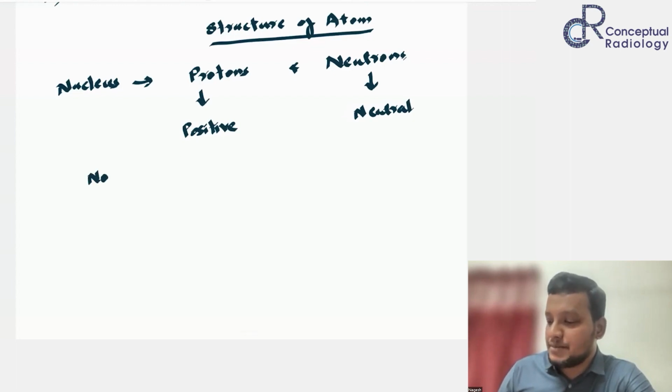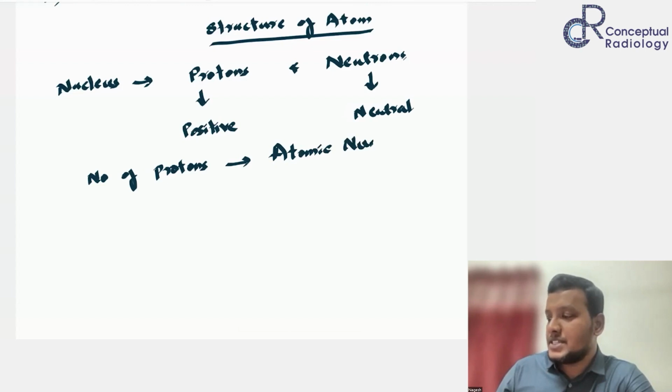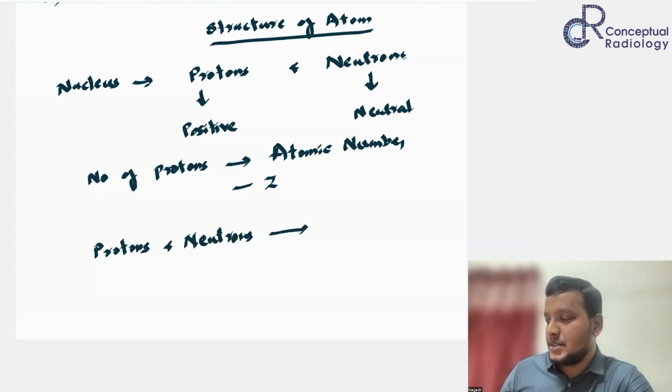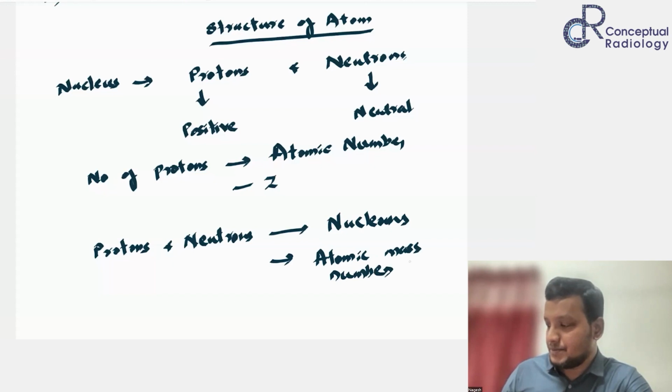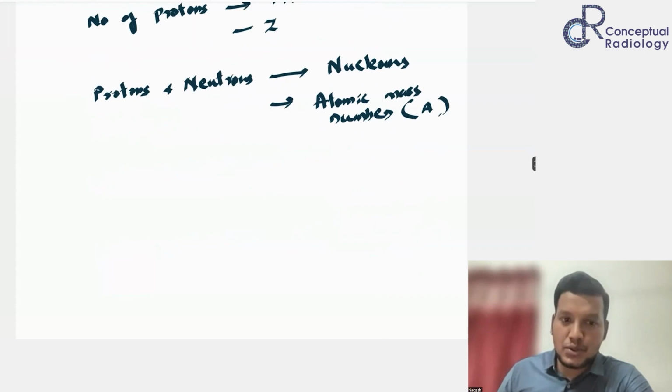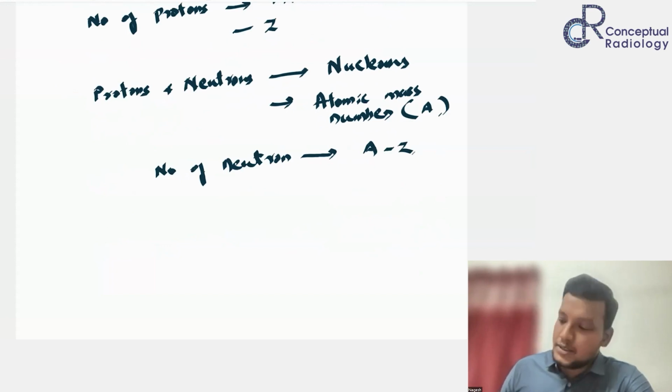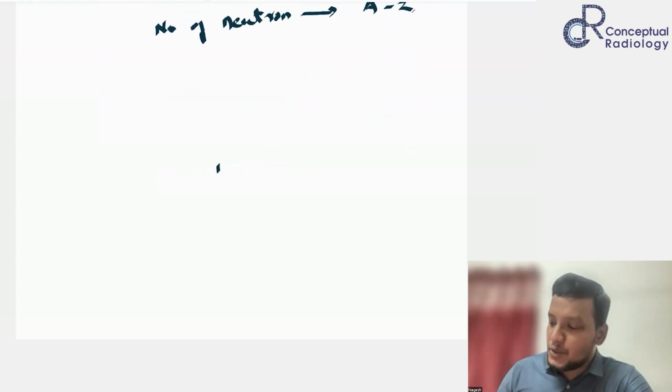The number of protons in an atom is called the atomic number, which is represented by Z. The protons and neutrons together are called nucleons, and the number of nucleons is called the atomic mass number, A. So the number of neutrons in an atom can be given by A minus Z.